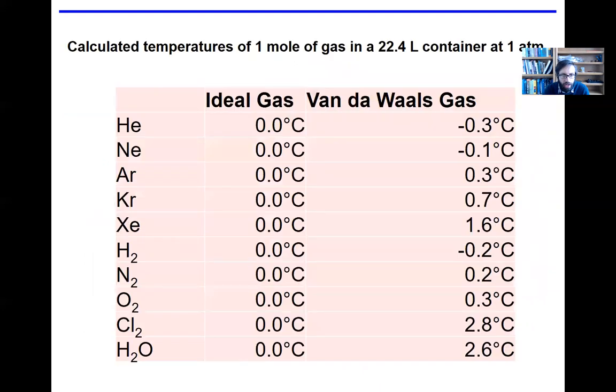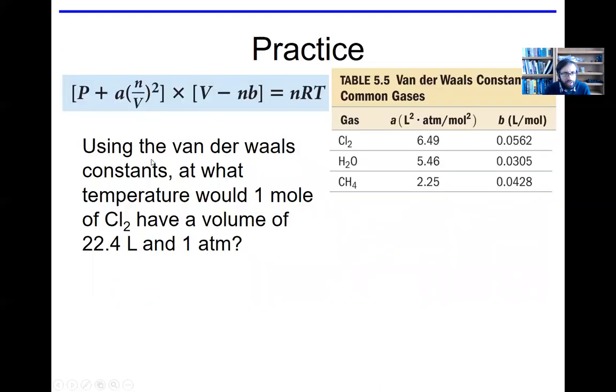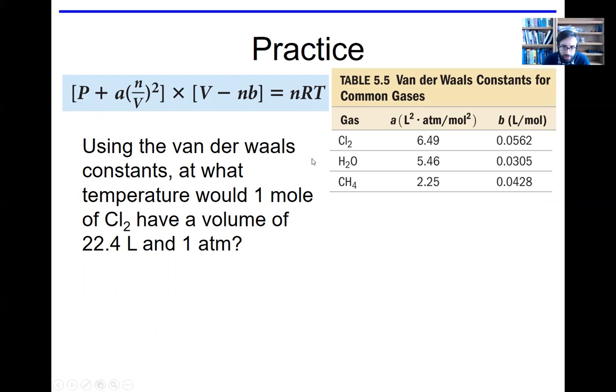All right, so what you can do is solve using the van der Waals equation and get the actual values in here, okay? And so here's a problem. I'm not actually going to go through it, but it's fairly straightforward. It's mostly just plugging things in. I'll talk about how we will do that. Using the van der Waals equation constants to the right, you're always going to be given these. At what temperature would 1 mole of Cl2 have a volume of 22.4 liters at 1 atmosphere?